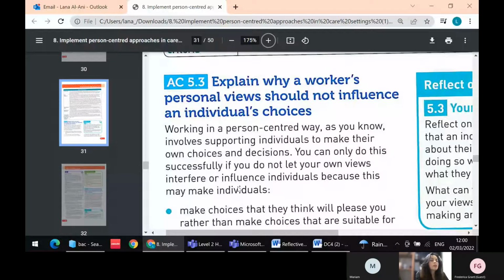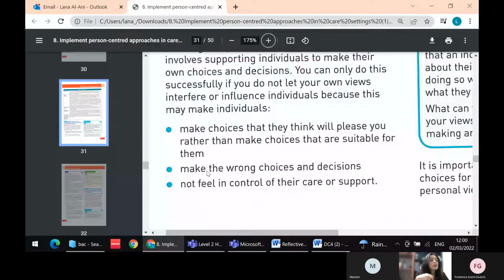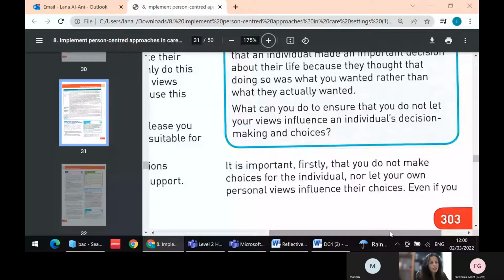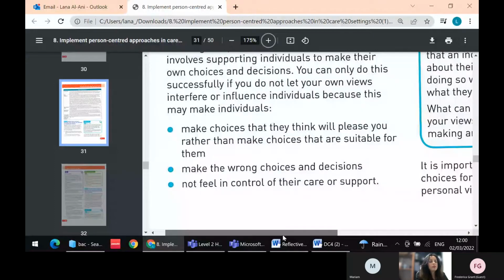Why? Because they might make choices just to make me happy rather than a choice which is suitable for them, also making the wrong choices, the wrong decisions, and maybe not feel in control of their own life and their own care and support. So it is very important not to influence them and to leave them to make their own choices. Let them make their own choices by themselves, but give them all the information needed to be included.